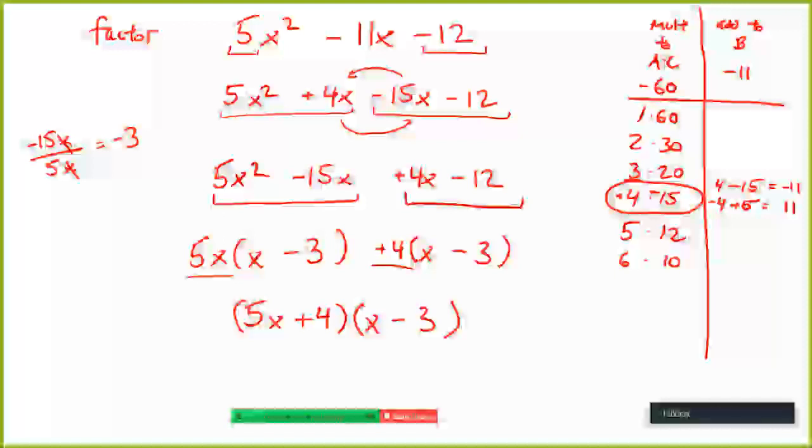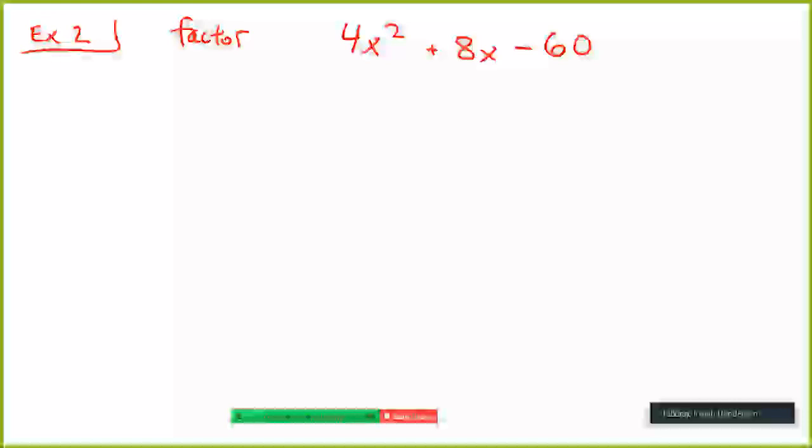Okay, let's try another one. So example 2, factor 4x squared plus 8x minus 60.